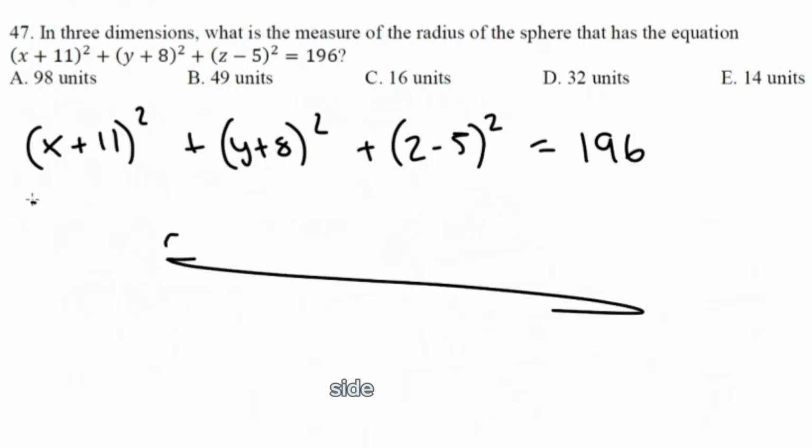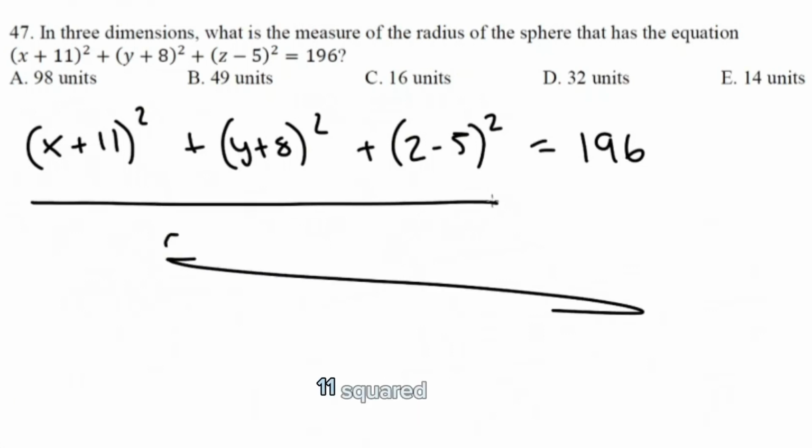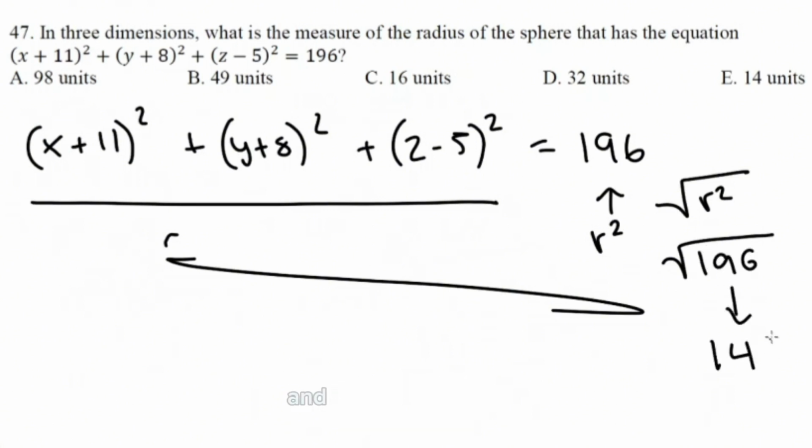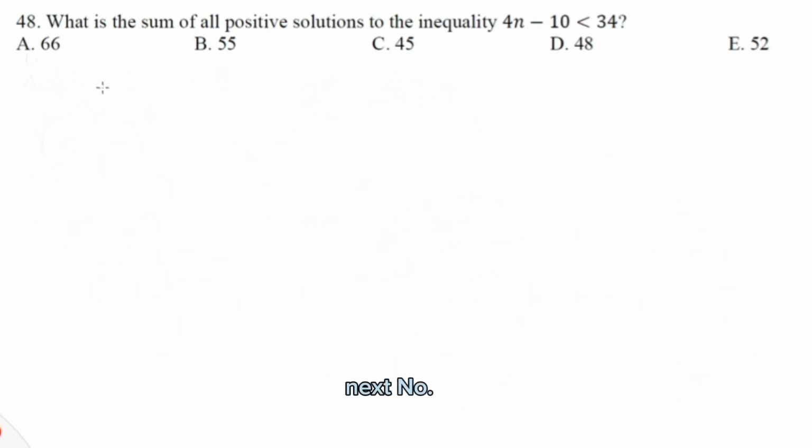So when you have an equation for a sphere, whatever this side with the (x plus 11) squared plus (y plus 8) squared plus (z minus 5) squared is equal to on this side, that is the radius squared. Which means to find the radius, all we have to do is take the square root of the radius squared. In this case, the radius squared is 196. So we just do the square root of 196, which is 14. And that's your answer.